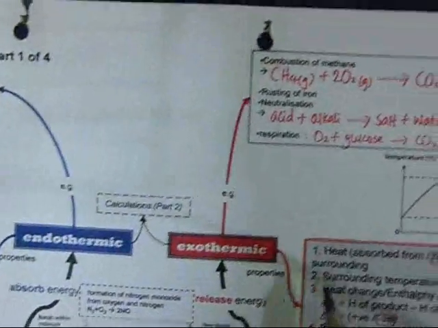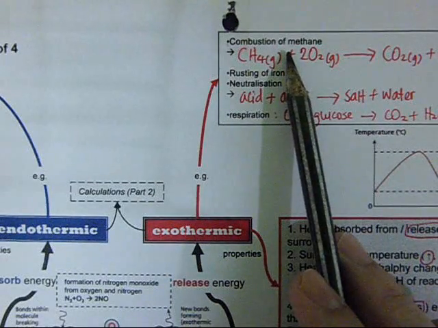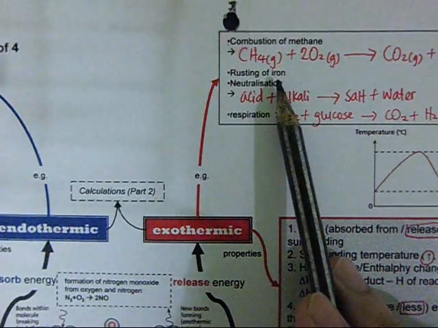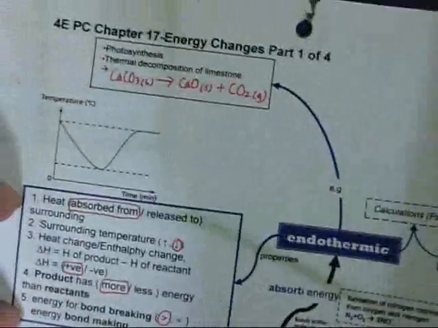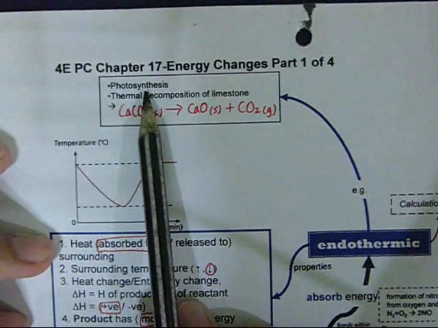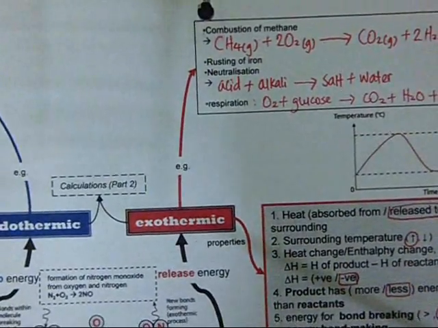Okay, examples of reactions for exothermic. Combustion, when you burn something, definitely it will give out heat. Rusting of iron also gives out heat. Neutralization, respiration. And then for endothermic, photosynthesis and thermal decomposition. So these examples you have to know. So for example, neutralization, you should straight away know that it is an exothermic reaction.